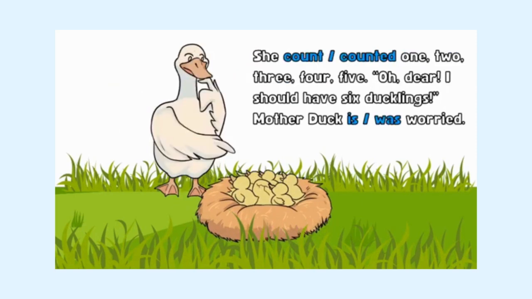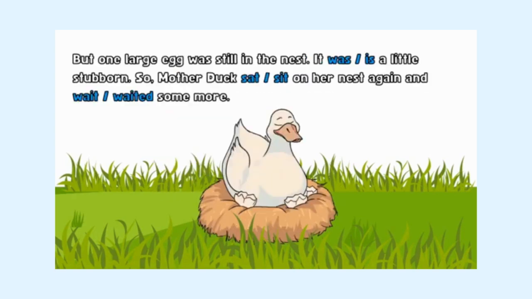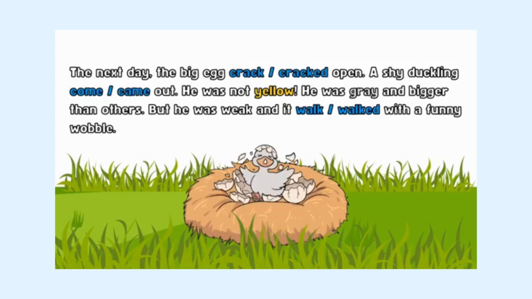She counted 1, 2, 3, 4, 5. "Oh dear, I should have 6 ducklings." Mother Duck was worried. But one large egg was still in the nest. It was a little stubborn. So, Mother Duck sat on her nest again and waited some more. The next day, the big egg cracked open. A shy duckling came out. He was not yellow. He was gray and bigger than the others. But he was weak and it walked with a funny wobble.